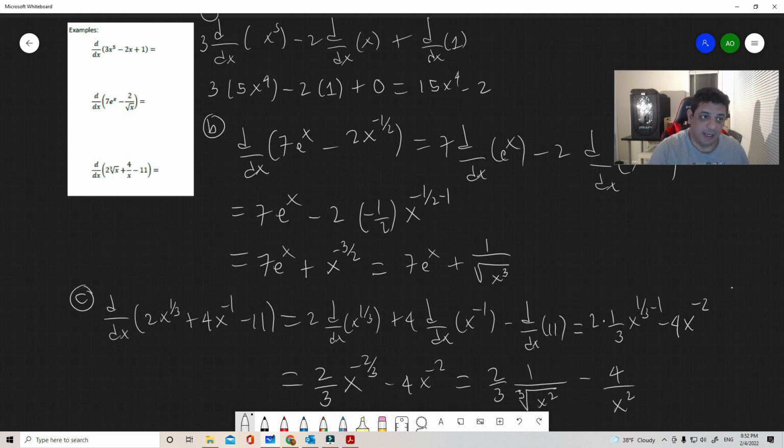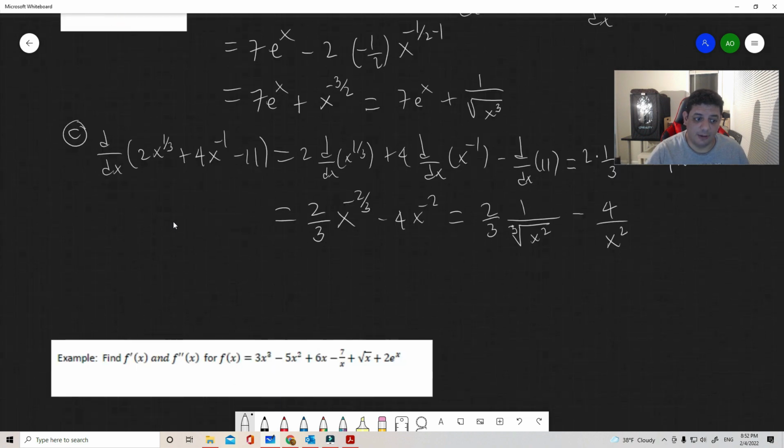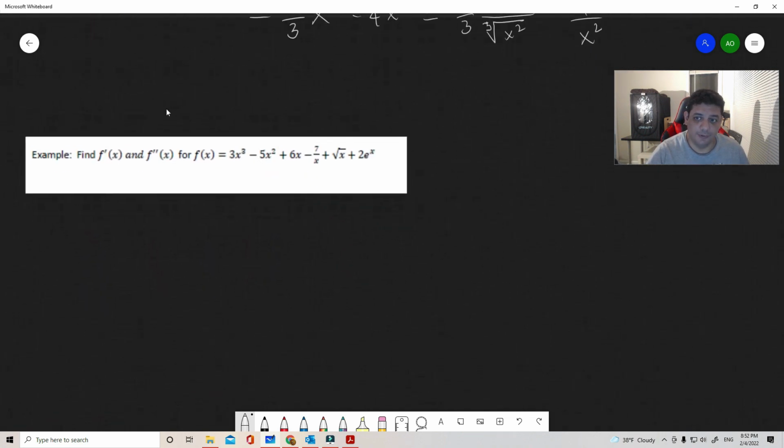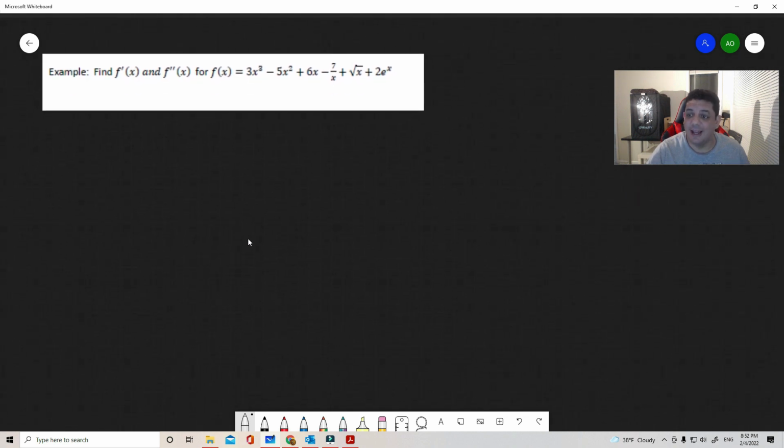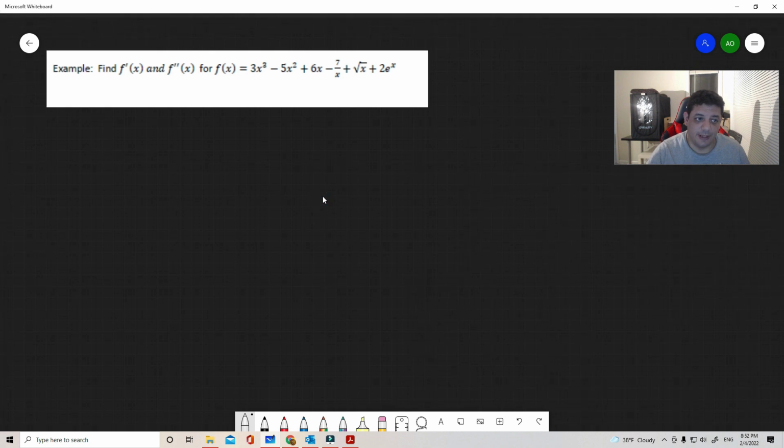And that'll be the end of this particular set of examples. So now let's move on to do another example, but let's take high order derivatives. So now let's consider the function f of x equals 3x cubed minus 5x squared plus 6x minus 7 over x plus the square root of x plus 2e to the x. So a mix of everything. So now let's calculate the derivative of this.